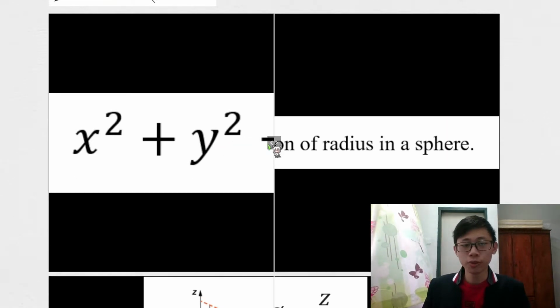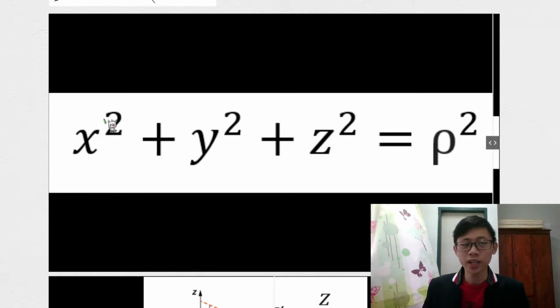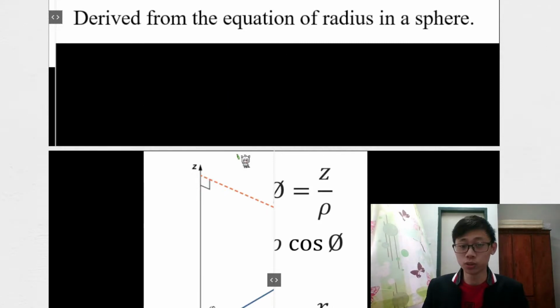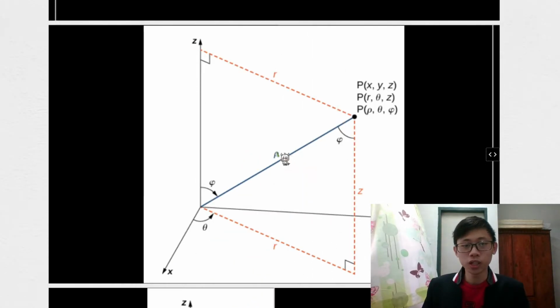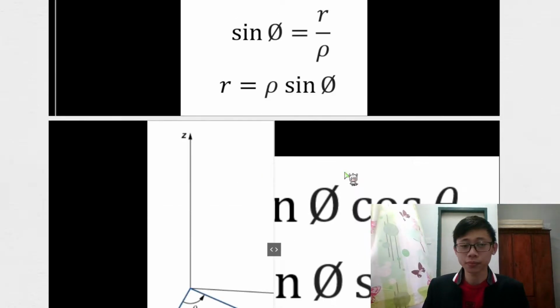So, if we take a look at the important equations we would need, first we would find x squared plus y squared plus z squared equals rho squared. And this is very important because it's derived from the equation of radius in the sphere and we'll be using it. So if we take a look at the similar graph earlier, we draw a line perpendicular between z and rho and we are able to find out using Pythagoras theorem that z equals rho cos phi and r would equal rho sine phi.